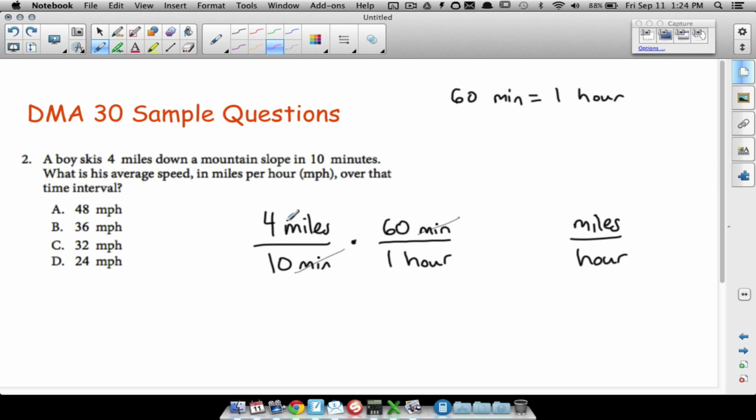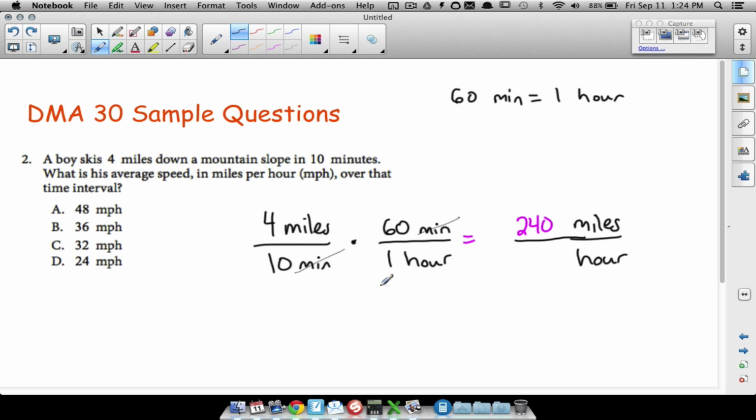Well, look at what happens. What's the only word we have left up top now? Since minutes canceled out, we have the word miles. So 4 times 60, let's say 240, because 60 times 4 is 240, and we have the word miles. So I don't even have to write the word miles anymore because I got miles right there. I'll make my fraction bar a little bit longer because, you know, we're where we need to be.